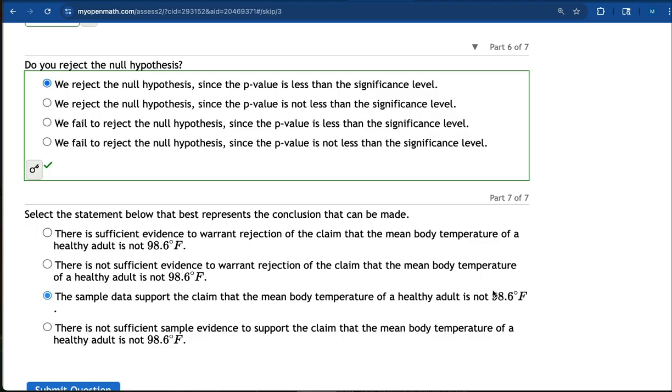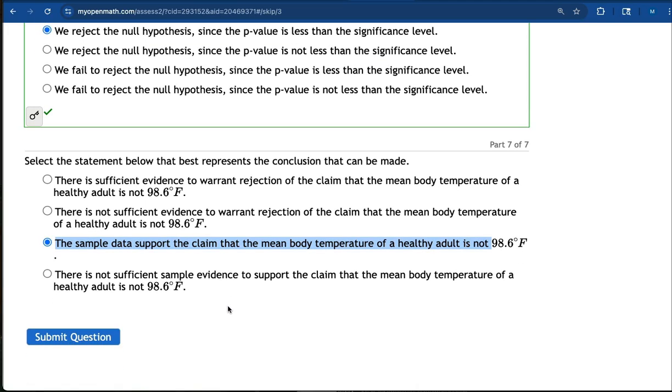So this is the hardest part of these problems. The most difficult part of a hypothesis test is being able to write your conclusion at the end using the correct terminology. But with a little bit of practice, you will get used to it and you'll get better at it as you go.